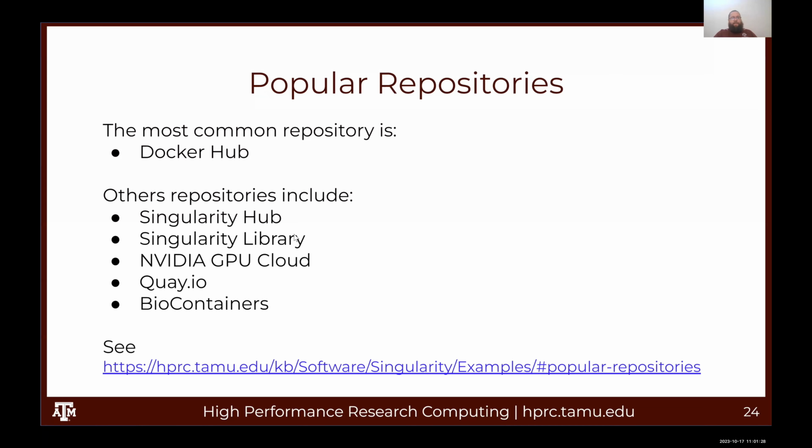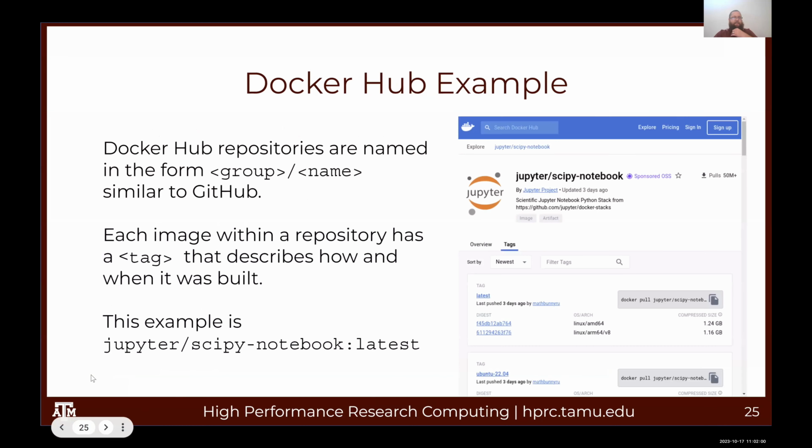So other repositories include Singularity Library, NVIDIA GPU Cloud, Quay.io, which is similar to Docker Hub but has more features if you're really into being a container developer, and Biocontainers, which is a curated repository of containers for biologists. And I have examples in our knowledge base on how to use each of these, because they all involve having a slightly different URL. Today we're going to take a look at Docker Hub.